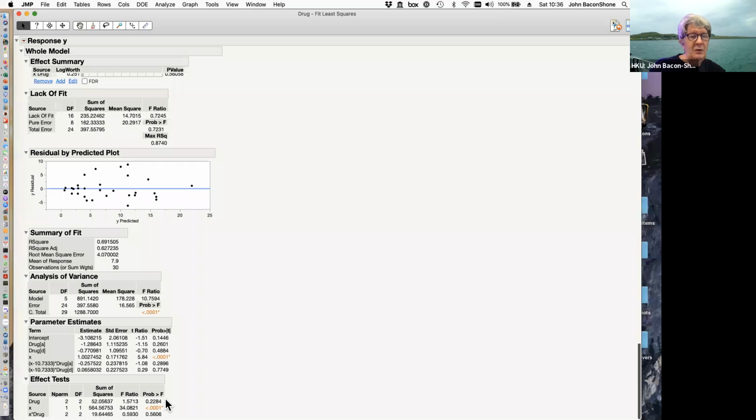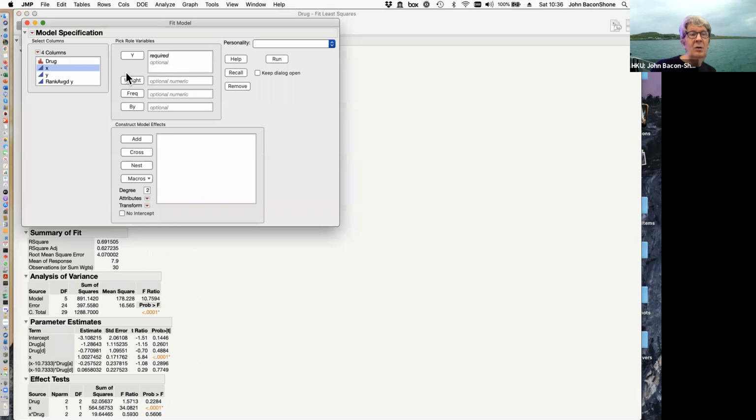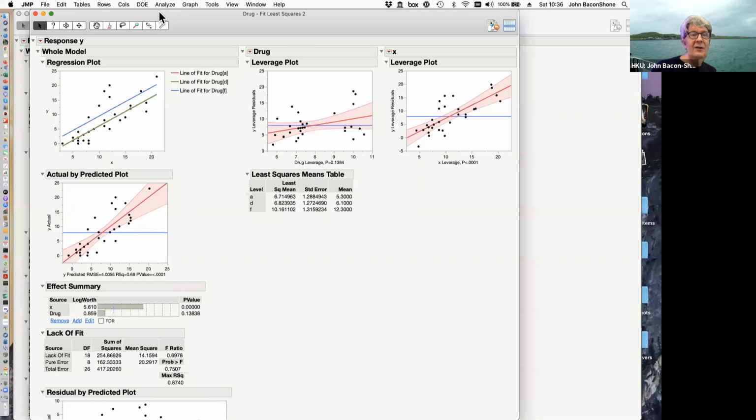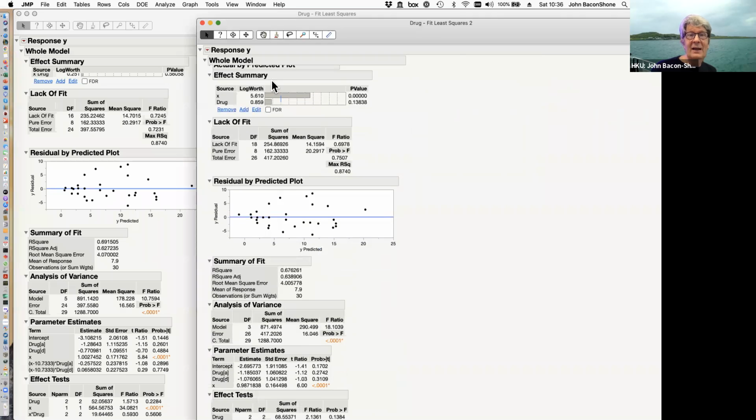But you might say, well, this says the drug is not significant. Well, I cannot conclude that because I've already got drug in the interaction term. I would need to remove the interaction term before telling whether drug and X, just the pair of them, are useful. So if we redo Fit Model, again, we put drug and X in there, but we don't put the interaction effect. How does this compare?